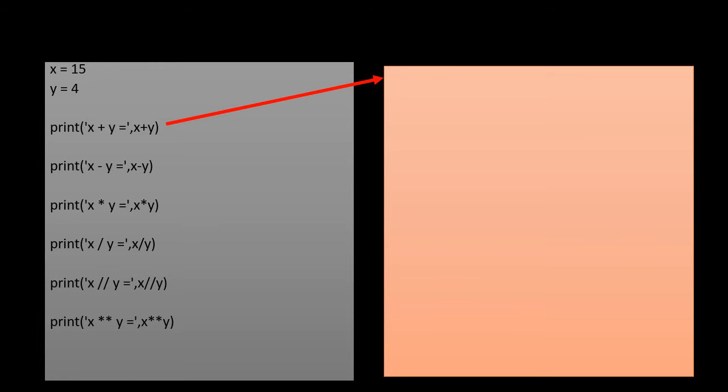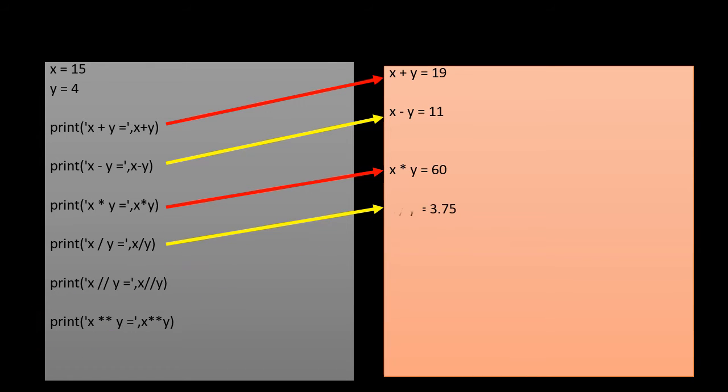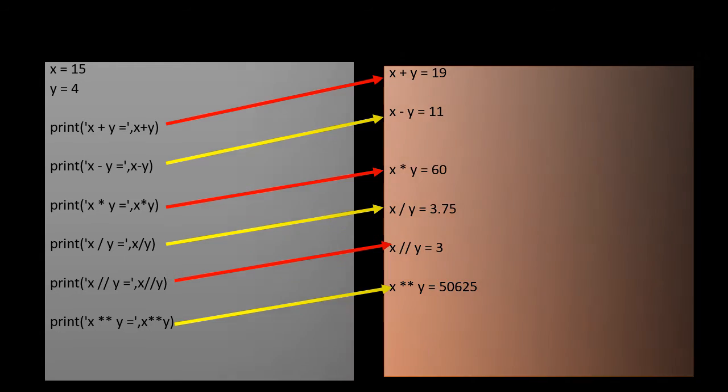So here, first is addition: 15 plus 4, 19 is printed. And next 15 minus 4, 11 is printed. 15 into 4 is multiplied and the display is 60. The result comes as a float point in division with a single forward slash. It gives a rounded value because we are using the double forward slash. And next the power value, 15 power 4, so 50,625 is the answer.